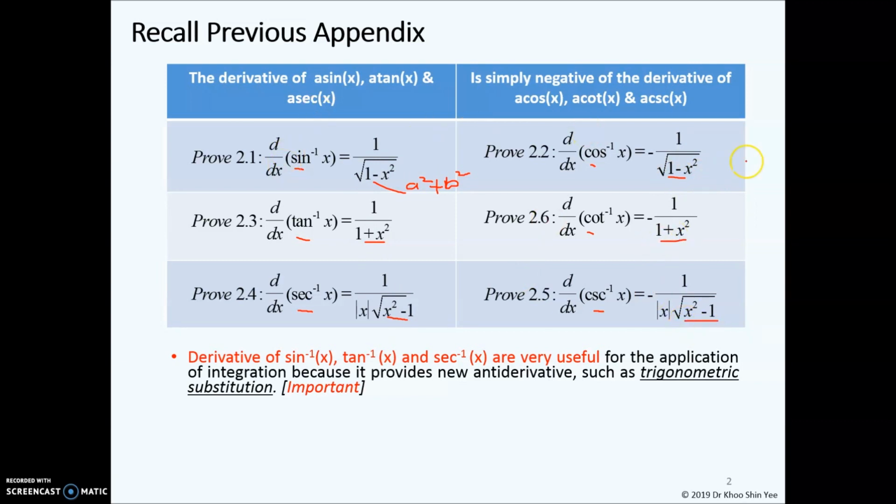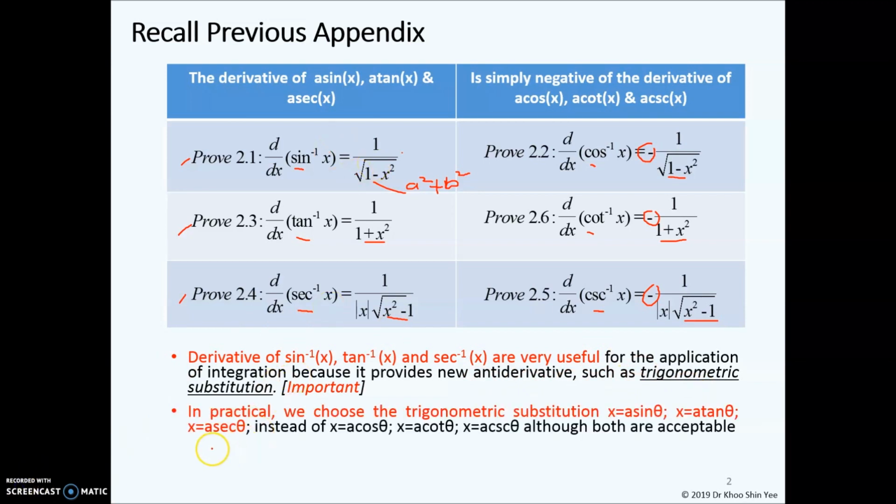And we say that the right hand side here is redundant information, where you can see the same answer, but this is negative and this is positive. So these three derivatives are very useful for the application of integration because they provide new antiderivatives, such as the trigonometric substitution. In practice, let's say you have a problem like integrate 1 over the square root of 1 minus x squared. To solve this problem, we can use the trigo substitution.